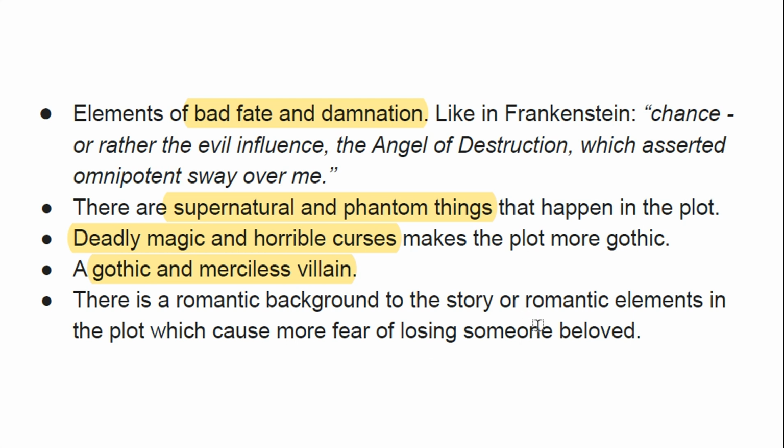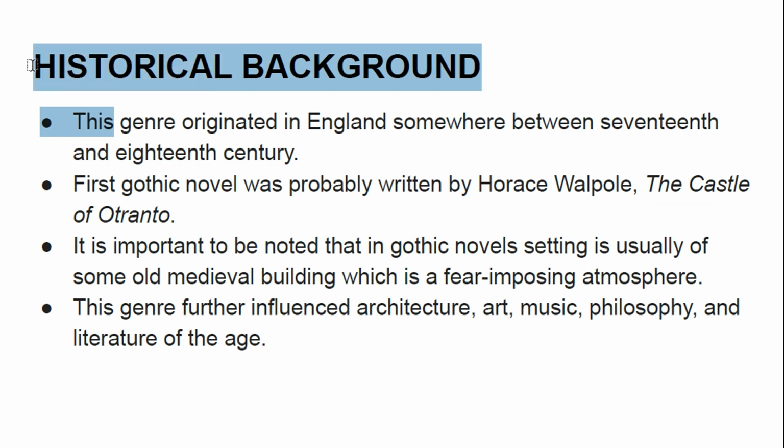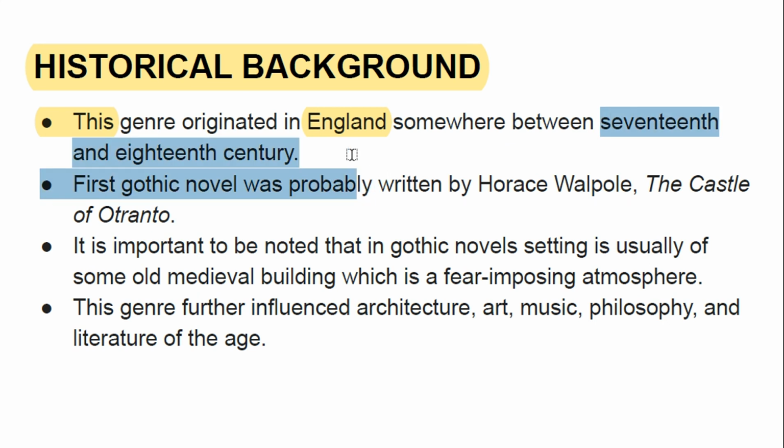Moving towards a short historical background of Gothic novels. This genre originated in England somewhere between the 17th and 18th century, and the first Gothic novel was probably The Castle of Otranto by Horace Walpole, as I discussed in the first slide. It is important to note that a Gothic novel setting is usually some old medieval building, with a fear-imposing atmosphere. I have also discussed this point in an earlier video. This genre further influenced the architecture, art, music, philosophy and literature of that age.